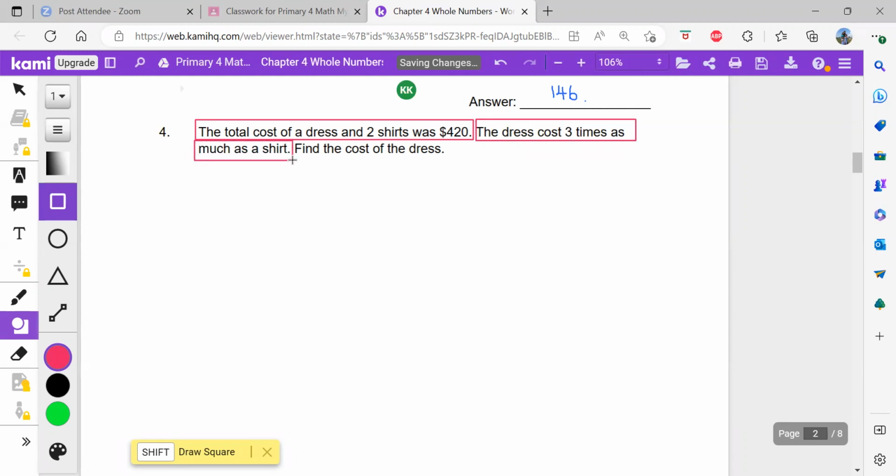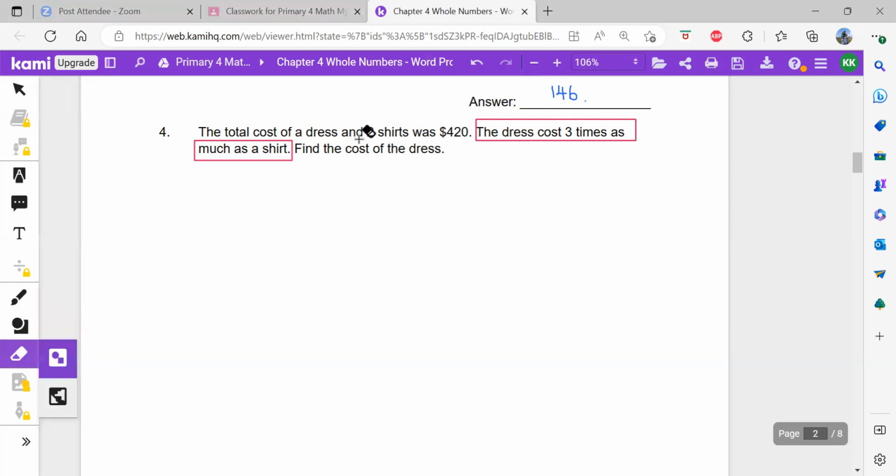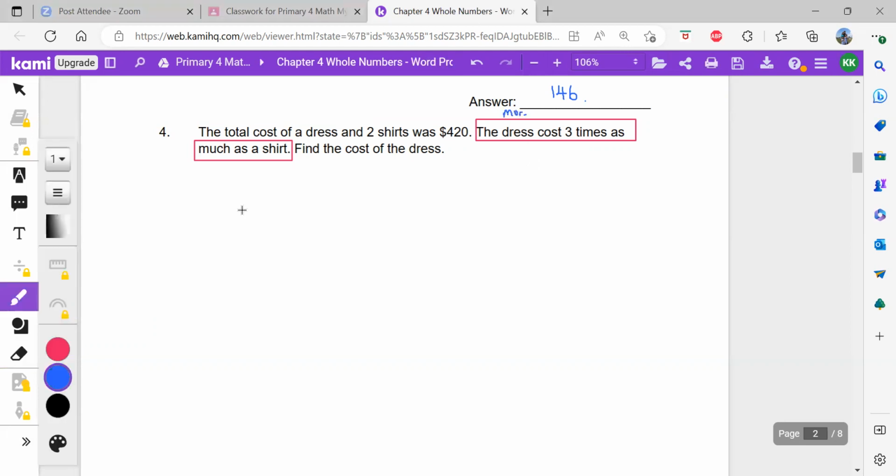Bear in mind that we should start to draw the model from the sentence that shows a comparison. And which sentence shows us a comparison? It will be the second sentence. Why? Because this sentence says the dress costs 3 times as much as a shirt. This sentence tells me that the dress costs more. So once I know the dress costs more, I have a comparison already. I need to know who has more, less, or whether they are the same, right? So this means I can start drawing from this sentence.